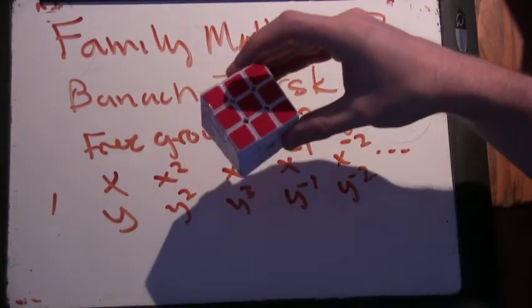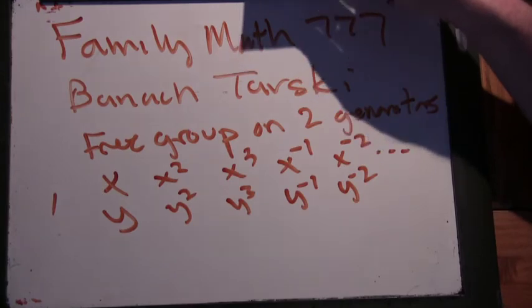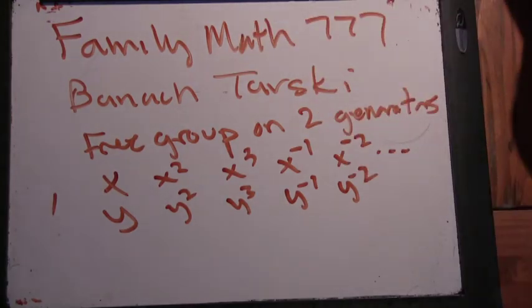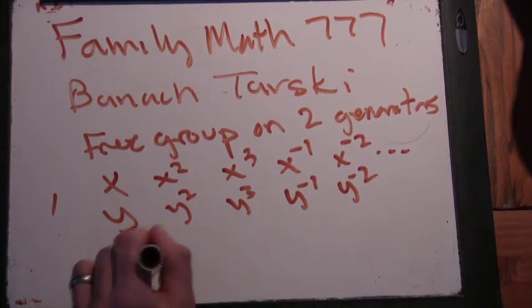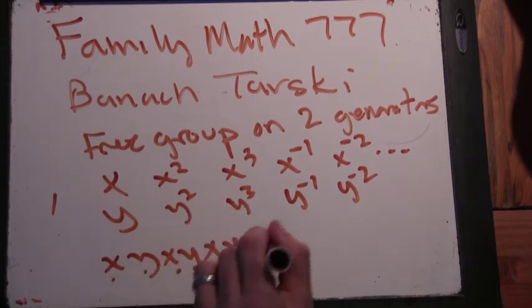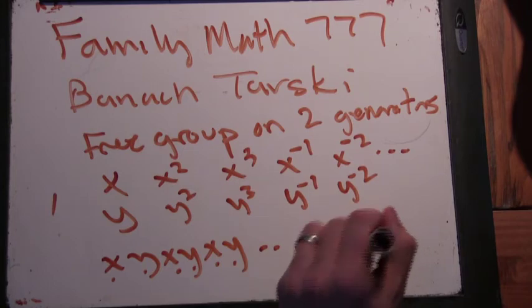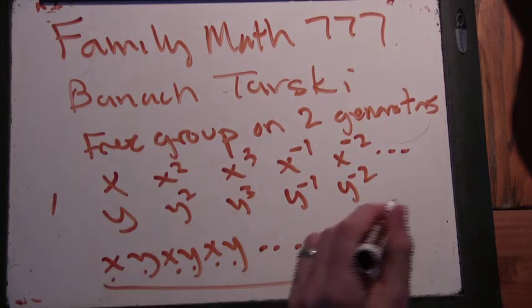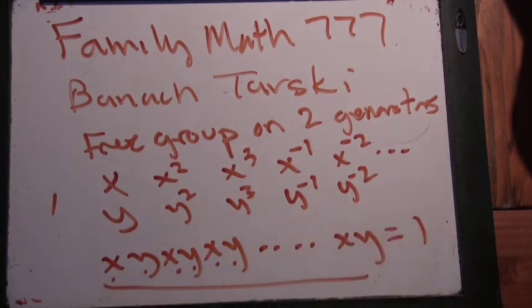And so you can imagine that I could write down a sequence. This is not the normal order you would write it in; normally you would write it backwards. You can imagine just writing it this way: x, y, x, y, x, y, I just keep doing the x's and the y's. Eventually there's a finite sequence, and I just showed it to you, where this equals 1.